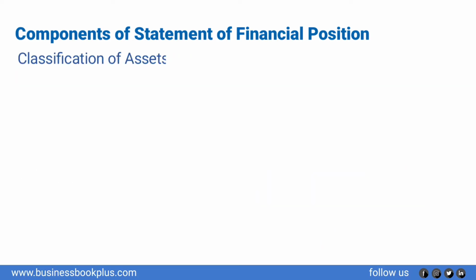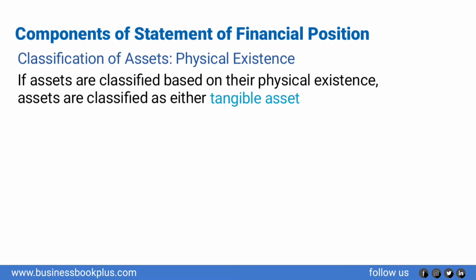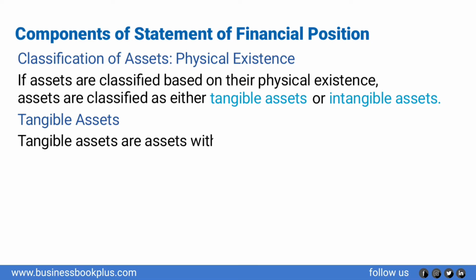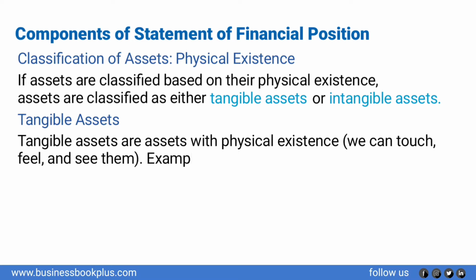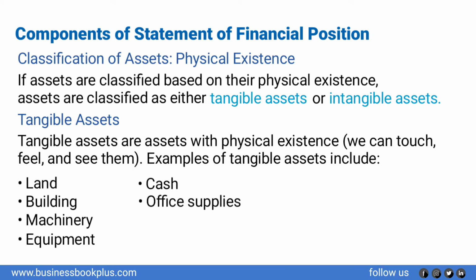Classification of assets: physical existence. If assets are classified based on their physical existence, assets are classified as either tangible assets or intangible assets. Tangible assets are assets with physical existence. We can touch, feel, and see them. Examples of tangible assets include land, building, machinery, equipment, cash, office supplies, inventory, marketable securities.